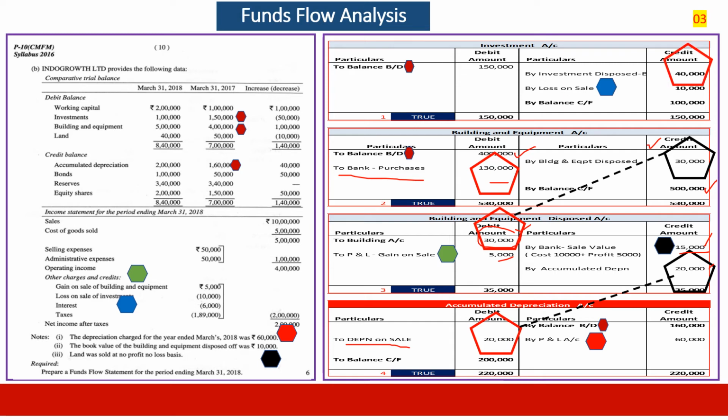Same logic applies in respect of investments. Our balance was 1,50,000. Closing is 1,00,000. We made a loss. Therefore, what we realized was 40,000. This will take care of the main item of bank purchases and sale value of investments, because what the investment said was the book value of building and equipment was so much. Loss on sale of investment is 10,000, but how much is sold? That we do not know. Now we get it. We have sold it for 40,000.